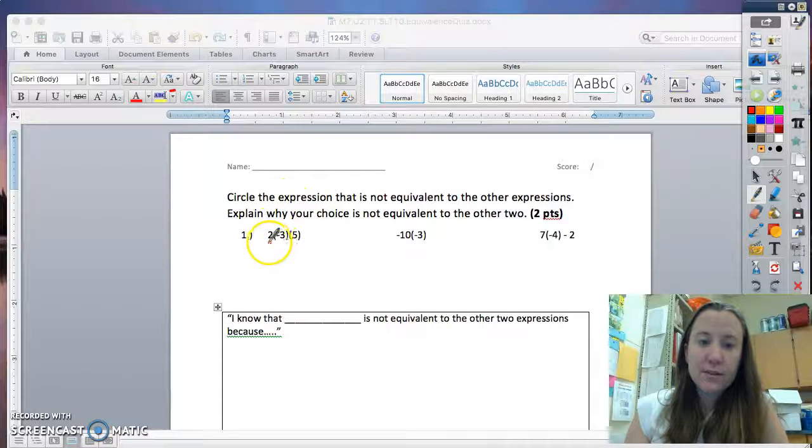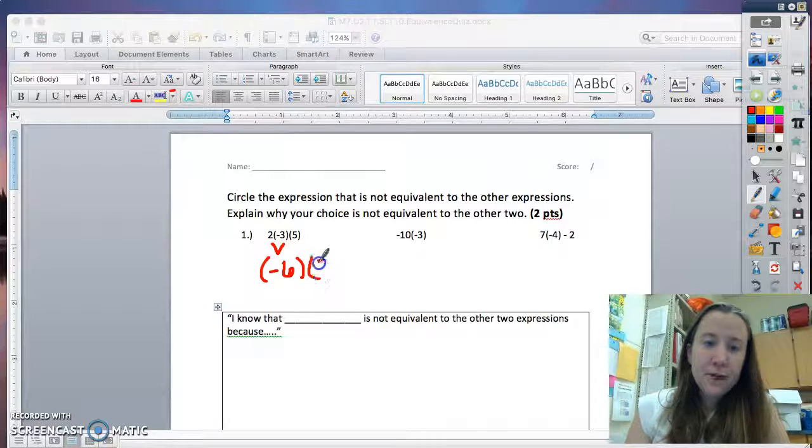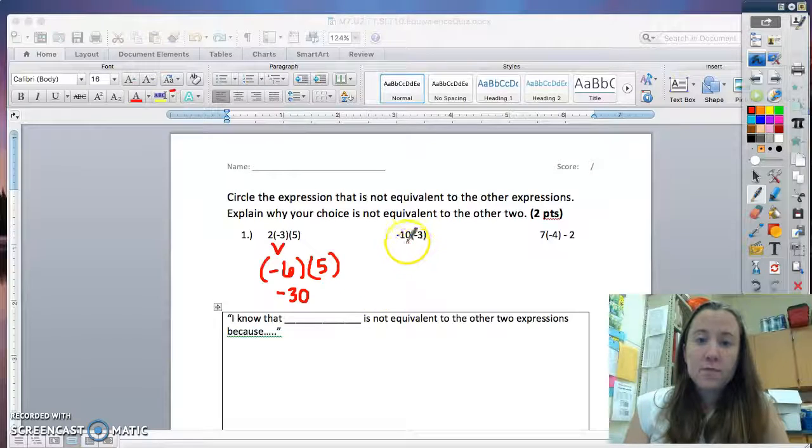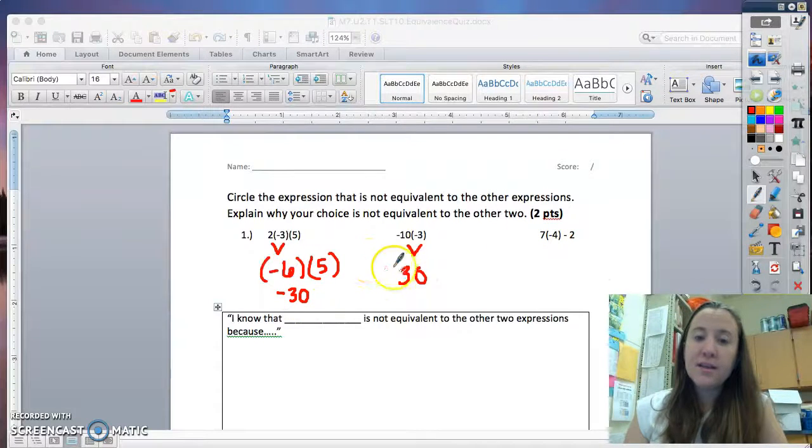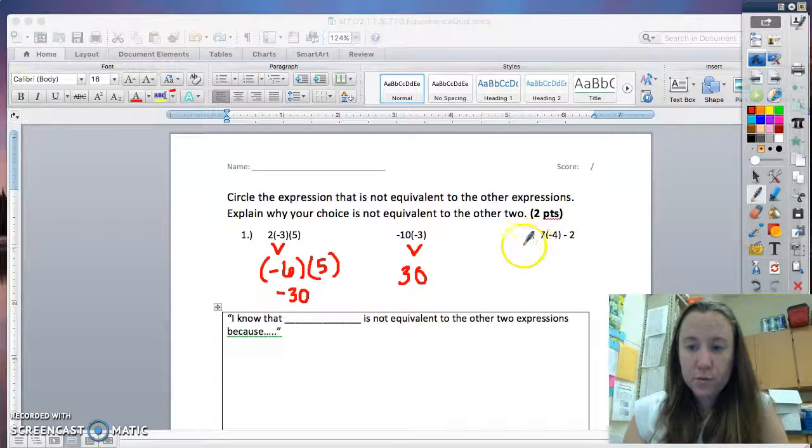So if I start with this left example, this is 2 times negative 3 times 5. I'll start with the 2 times negative 3. That's negative 6. And I still have the times 5. Negative 6 times 5 is negative 30. The next one is negative 10 times negative 3. A negative times a negative is a positive number. It's positive 30. So already, these two aren't equivalent. And so it'll depend on the solution to this last one in deciding which one we're choosing.